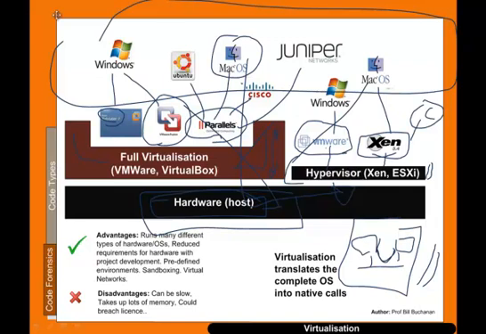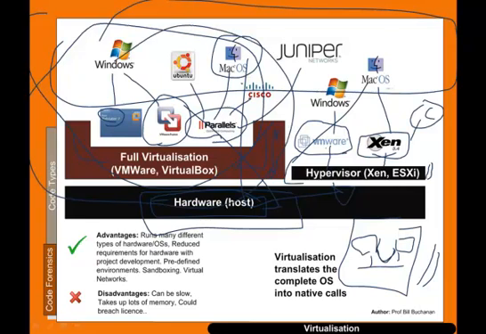The disadvantages are that it can be slow, especially in this area here, for VirtualBox, VMware Workstation and so on. It takes up lots of memory, and it could actually breach the original license of the operating system. For example, running a Juniper firewall might breach the licensing terms if it was run within a virtualized environment. And basically it will take the calls from the operating system and convert them into the native operating system call.